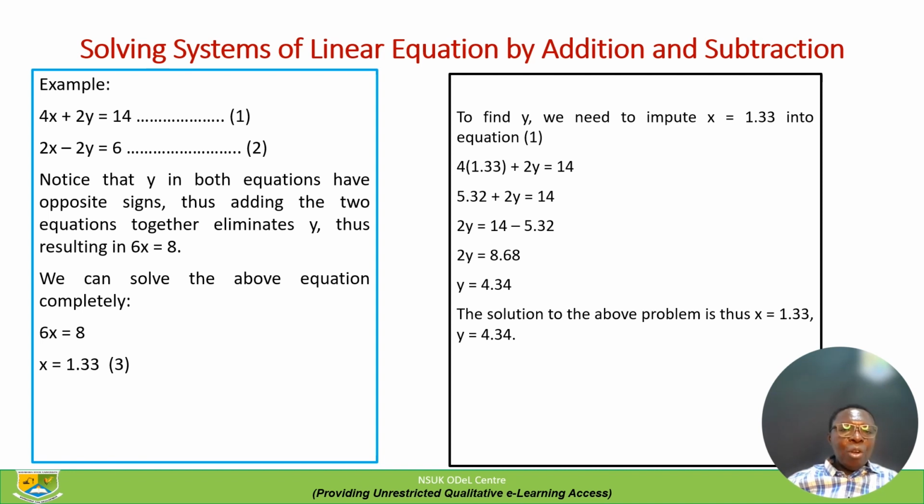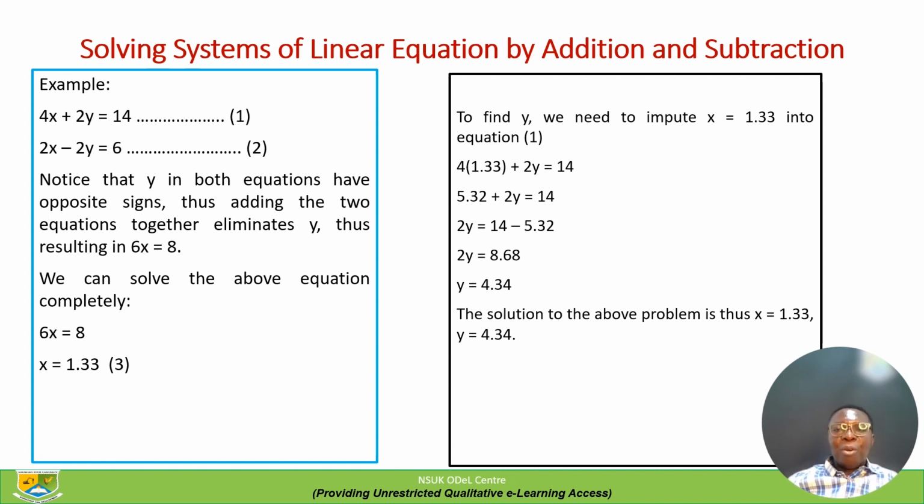We can solve the above equation completely. That is 6x equals 8. So x now will give you 1.33. I hope you get it, because if you divide 8 by 6, it will just give you 1.33 and so on and so forth. So this cannot be our equation 3.